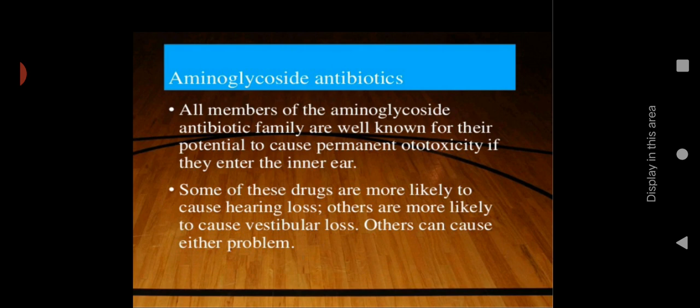Aminoglycoside antibiotics. All members of the aminoglycoside antibiotic family are well known for their potential to cause permanent ototoxicity if they enter the inner ear. Some of these drugs are more likely to cause hearing loss, others are more likely to cause vestibular loss, and others can cause either problem. So aminoglycoside antibiotics are well known for ototoxicity. It may be permanent once the drug crosses the ear barrier or circulates through the ear, and then it can lead to ototoxicity.